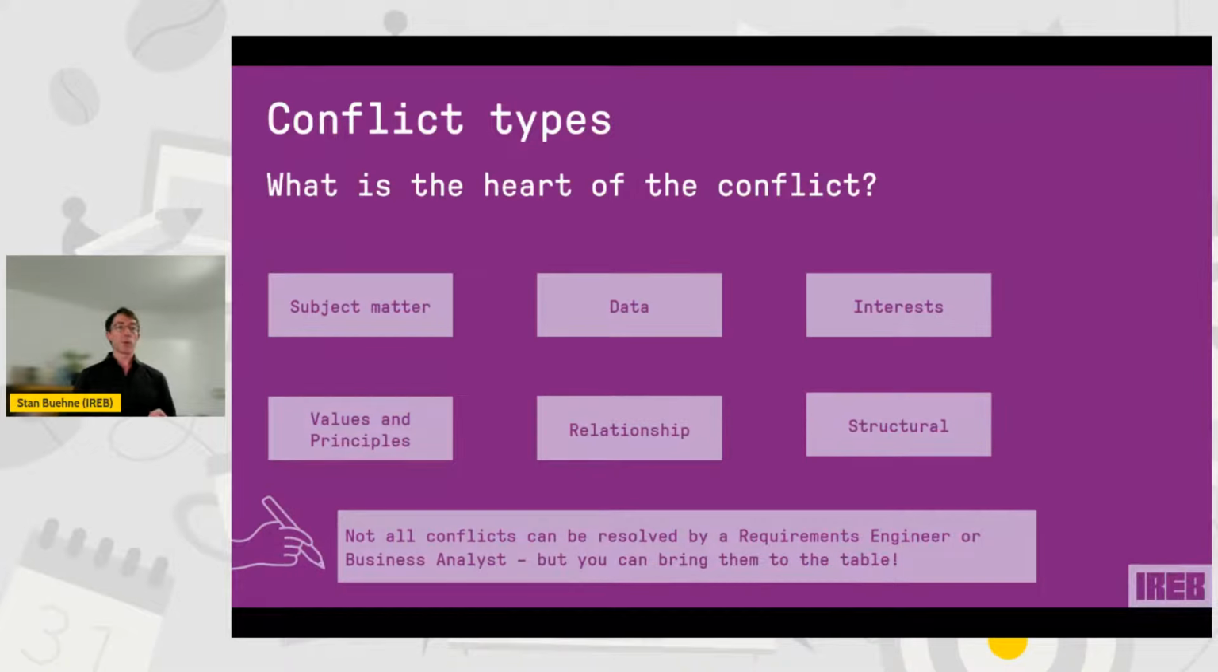But it's super important to also bring these structural or relationship conflicts to the table, because usually you cannot solve this based on requirements work if you have a relationship conflict between different parties. But you should identify the relationship conflict. You should identify if there are other conflicts that you can maybe solve, data, interest, or subject matter conflicts. And then you can go to the next step and see how this relationship conflict can be solved, maybe by project management, maybe by a line manager, or whoever else.